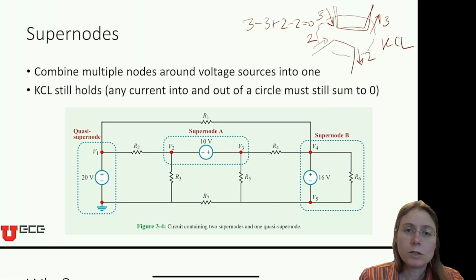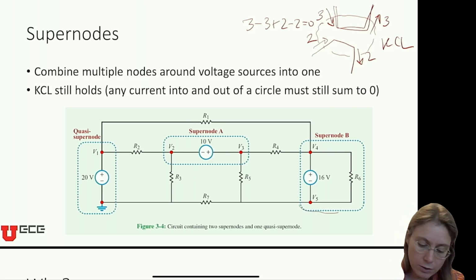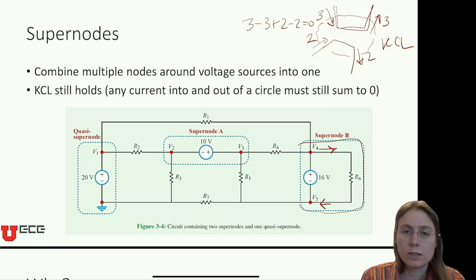So the same thing holds with our supernodes. I can draw a circle anywhere in the circuit, and any currents flowing out of that circle must be equal to all the currents flowing into that circle. Here are some examples of supernodes circled in a circuit. Notice that they even included the resistor in this one, and that's fine because the current coming out and the current coming back to this point just cancel each other out.